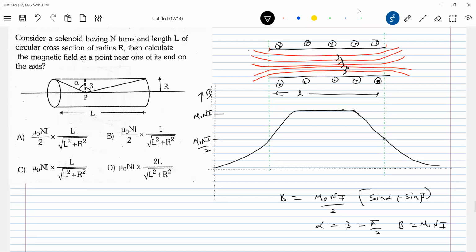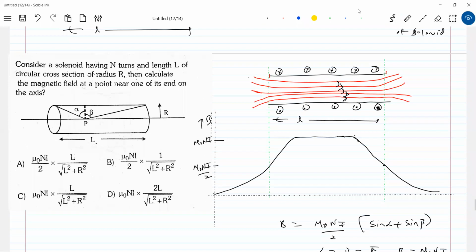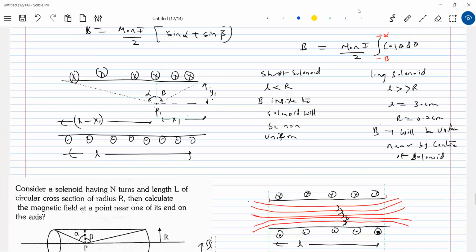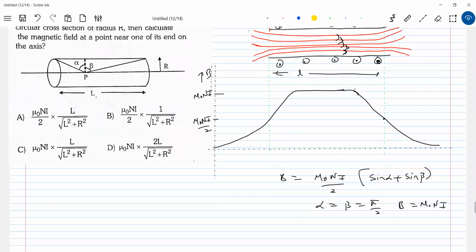That mu naught Ni is somewhere nearby the center, in this region, not throughout the solenoid. I'm making things clear. At the ends, it is mu naught Ni by 2. Any reason for that? You come to the end. If you bring this point P here, alpha will be almost 90 degrees, and beta will be 0. So let me show that.